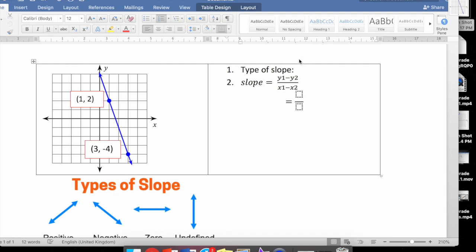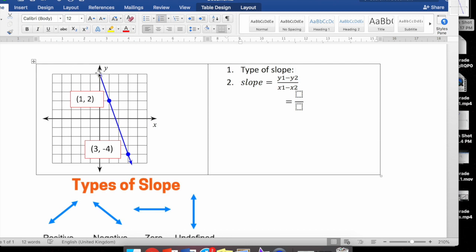Okay, let's take a look at the second example here for today. I've got this slope here on the left side, and I want to use the type of slope, that knowledge, to help me predict what the answer is going to be. So the first thing, before I start any calculations, I'm going to look at the type of slope.